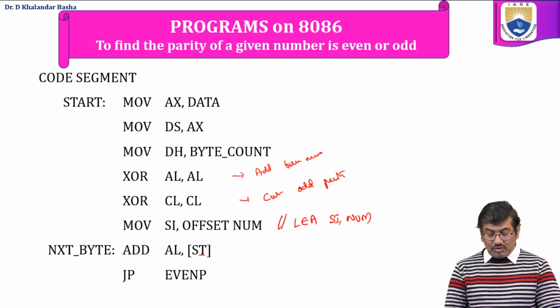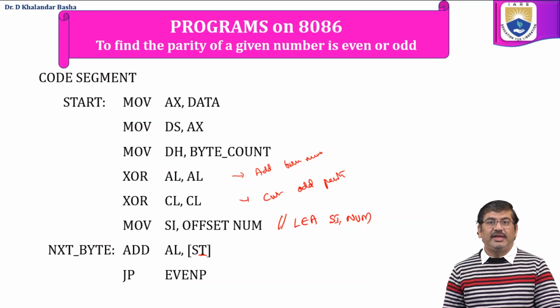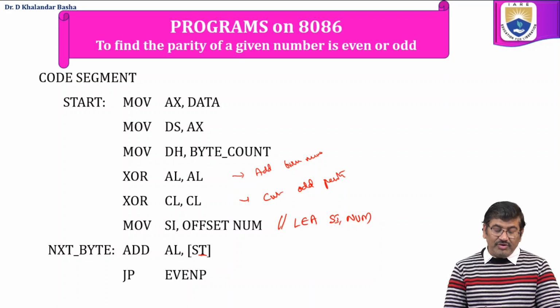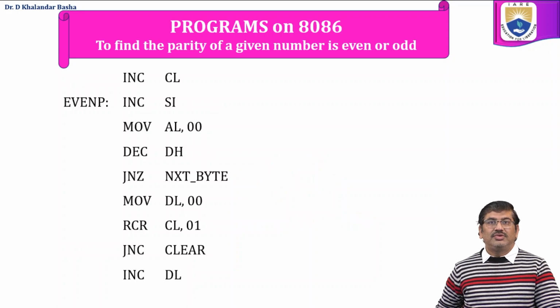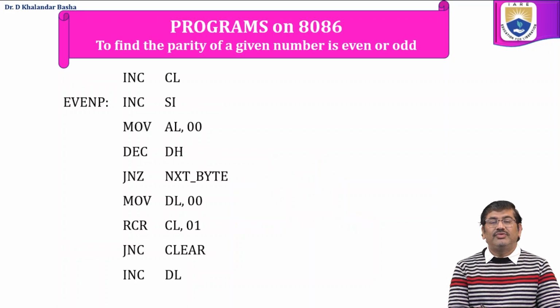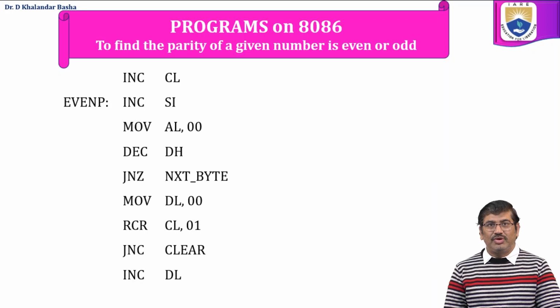To load the first value, we write the instruction ADD AL, [SI]. This will fetch the first number that will be added to AL and the result will be there in AL. So after addition, we go for checking whether it is even parity or odd parity. If it is even parity, go for the even parity label. What we have in the even parity label is advancing to the next memory location.